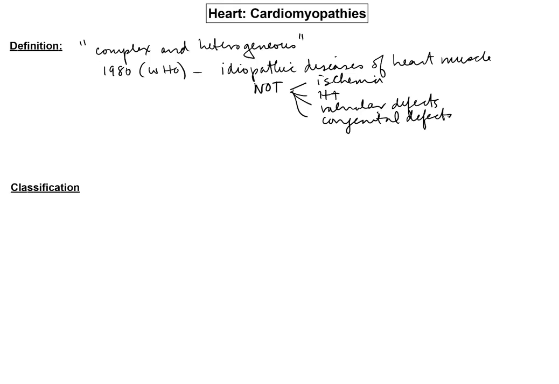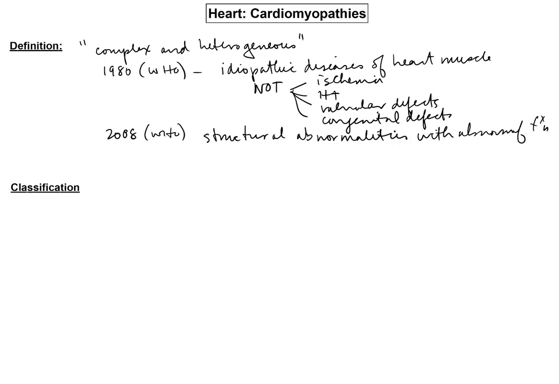But as the molecular revolution started to take over, by 2008, they'd come up with a whole new definition. And this is now defined as structural abnormalities of heart muscle with abnormal function. And then they add in this very difficult second part in which they say that it is often genetic. And that leaves us two problems. The first is, what do you mean by often?